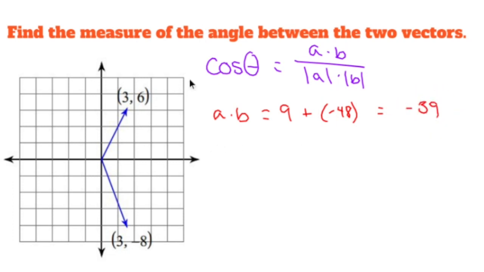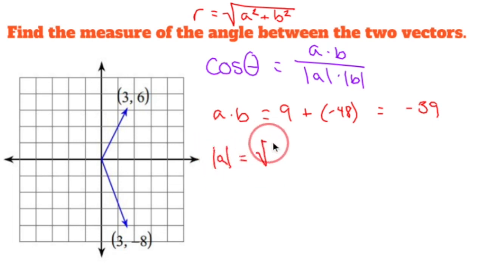The magnitude of A and B, we're going to use this formula right here, which is basically the Pythagorean theorem. I should have used x and y, but too late. If I'm doing the magnitude of A, and I believe I called this one A, not that it matters, it's going to be positive 3 squared plus 6 squared.